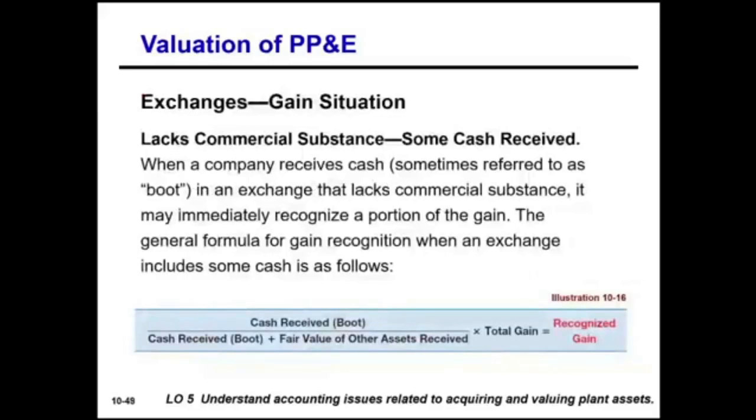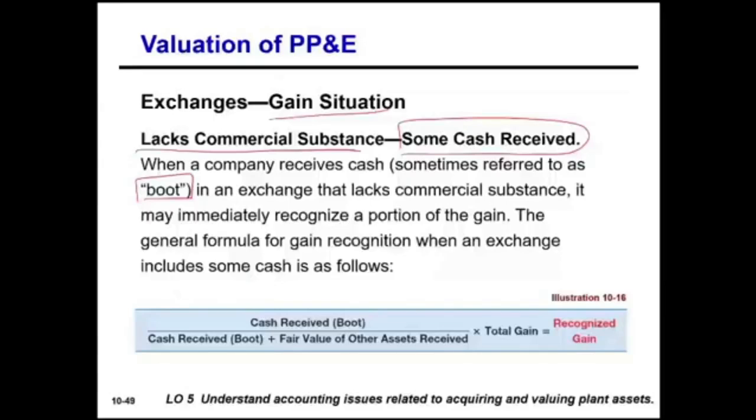Now, in this scenario, we're going to have a gain situation. It lacks commercial substance, but some cash is received. When a company receives some cash, it's referred to as a boot. It may immediately recognize a portion of the gain. So we're going to have to find out. The general formula for the gain recognition when an exchange includes some cash is as follows.